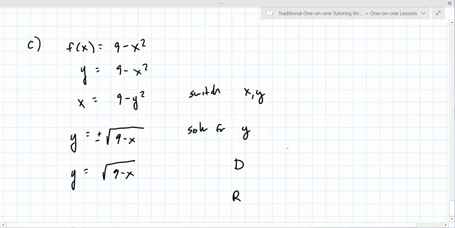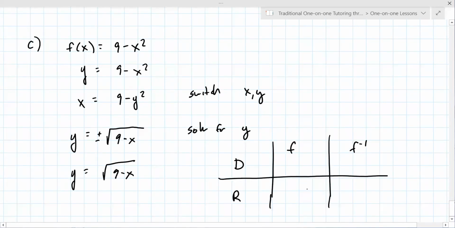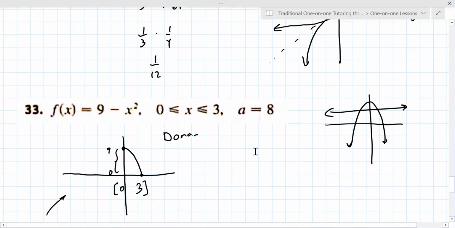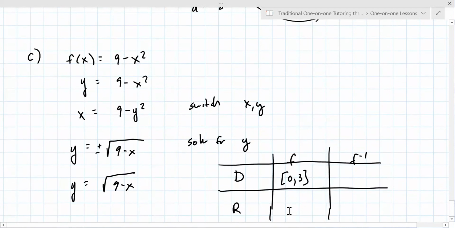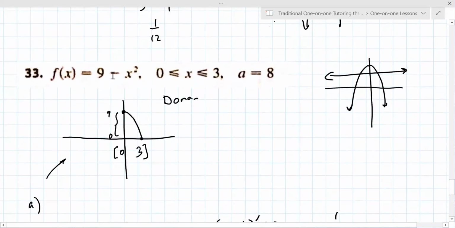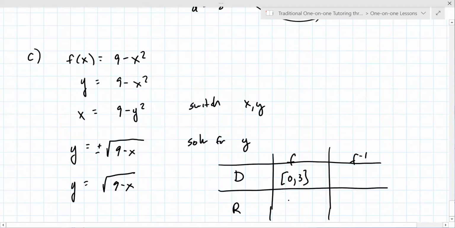So I always make these tables because I feel like they're more helpful when you're trying to organize your information. So they tell you the domain of the original is from 0 to 3. And that's up here in the problem, 0 to 3. The range they don't tell you, you can get from the graph. It's basically by evaluating the two endpoints. So this point up here is 0, 9, this is 3, 0, our range goes from 0 to 9. The range is the y values. So that goes from 0 to 9.